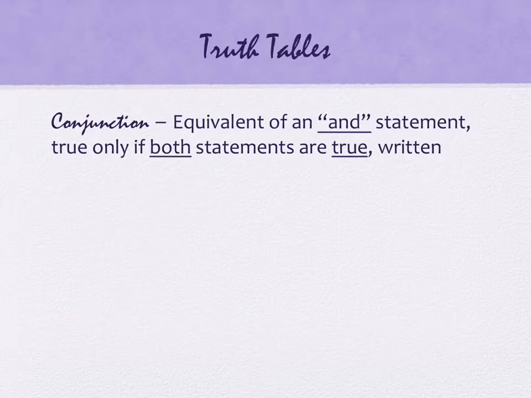An and statement, having two pieces, two statements joined with the word and, is called a conjunction. A conjunction is the equivalent of an and statement. It's true if both statements are true. And if the statements are P and Q, then the and statement is written as an upside down V. Kind of looks like 2/3 of the capital letter N. A little bit.